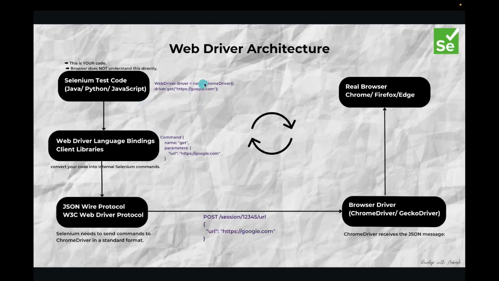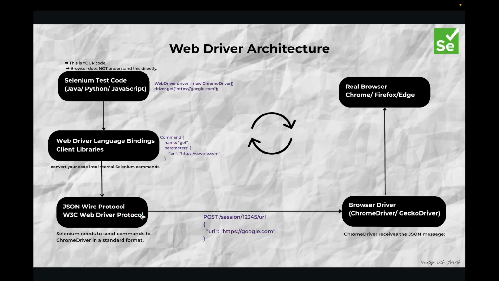So first of all, what happened? This command got converted into an internal Selenium command, and now what will happen? This internal Selenium command will be converted into a JSON format. Why? Because we have something called a browser driver, and the browser driver only understands JSON and does not understand anything else. Alright. So to convert this command into JSON, we are using this JSON wire protocol, which is also known as the W3C WebDriver protocol.